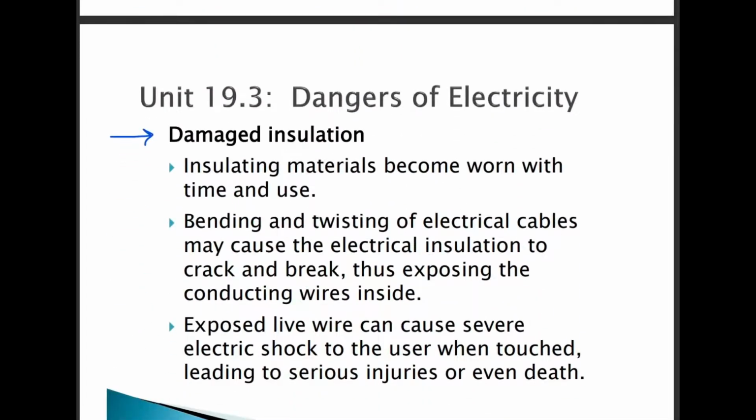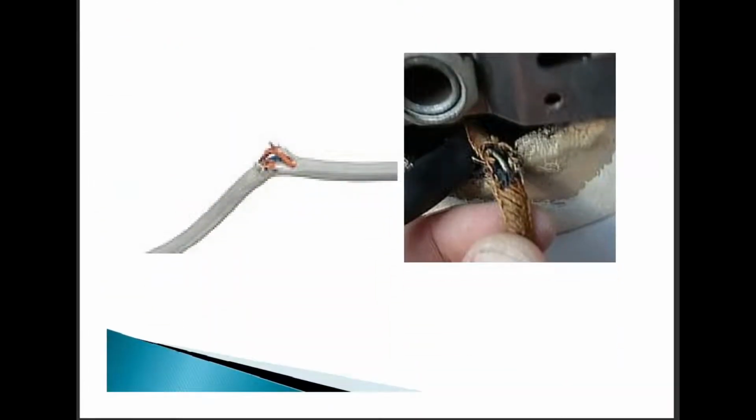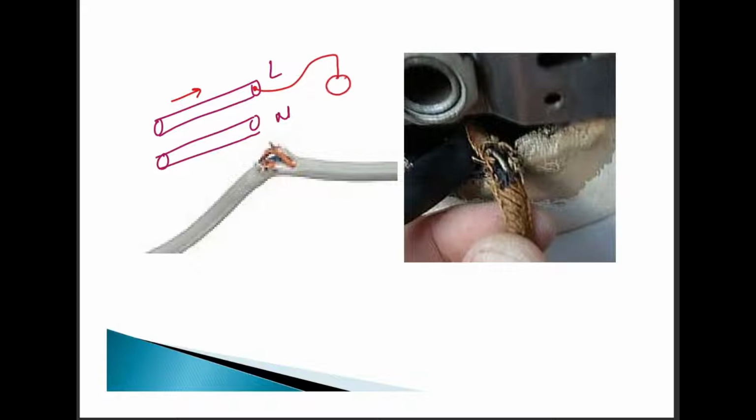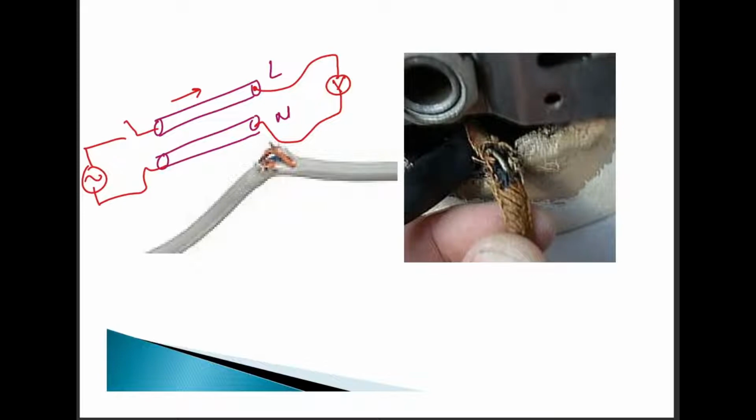Okay, so with damaged insulation, what would be the problem? This wire actually carries both wires. Inside of this, we have the live wire, and we also have the neutral wire. The live wire takes the current towards the appliance. For example, you may have connected a bulb over here, and there is a switch over here, and we have an AC supply. This is how the wires are actually connected. The live wire takes the current towards the appliance, and the neutral wire takes the current away from the appliance after it has been utilized for its electrical energy.